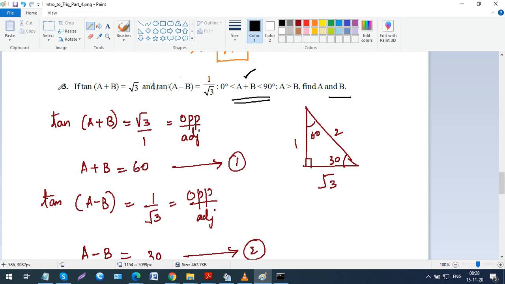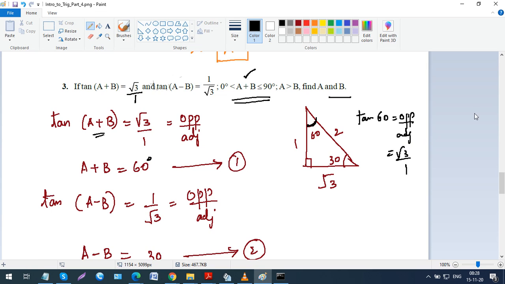Now here, tan of A plus B could be written as root 3 by 1, because the denominator is 1 here. So you look for root 3 as opposite. Opposite by adjacent, for which angle is it opposite by adjacent? For 60 degree, right? Tan of 60 is opposite by adjacent, and you get root 3 by 1, right? So A plus B should be 60 degrees.